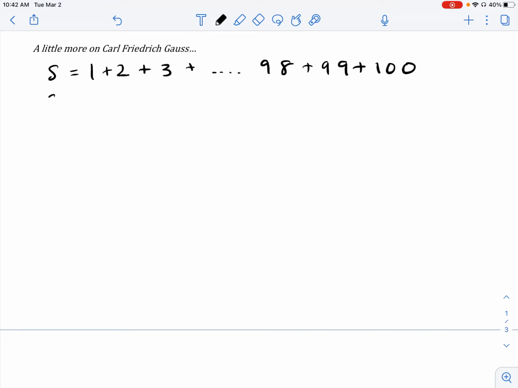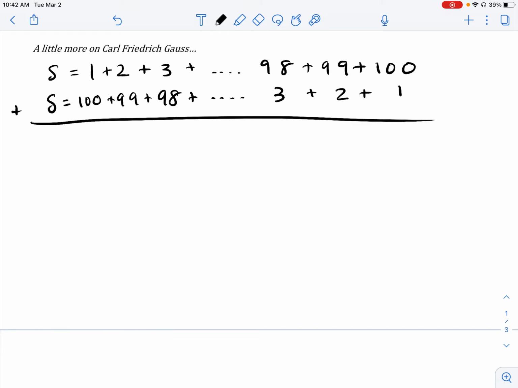If I were to take that same series, and if I were to reverse the order, so then go from 100 to 99 to 98, and just write all these down. So we have 3 plus 2 plus 1. So it's the same exact series, I'm just reversing its order. And if I were to then find the sum of these two series, same series, right, but just written in different orders, what do I have?